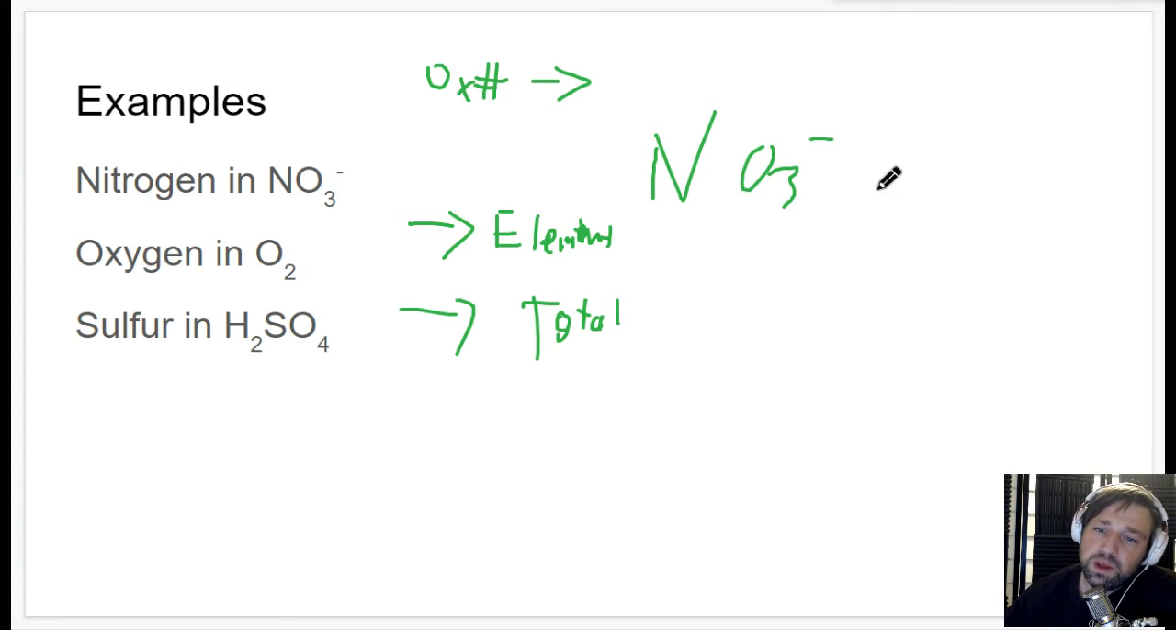So this is what I do. I go through and think about my rules. My rules don't really talk about nitrogen very much, but they do talk about oxygen. Oxygen is going to be -2. So we know that the oxidation number for this oxygen is -2. Great. But I've got 3 of them, so in total I'm going to have -6. 3 -2s is going to be -6.